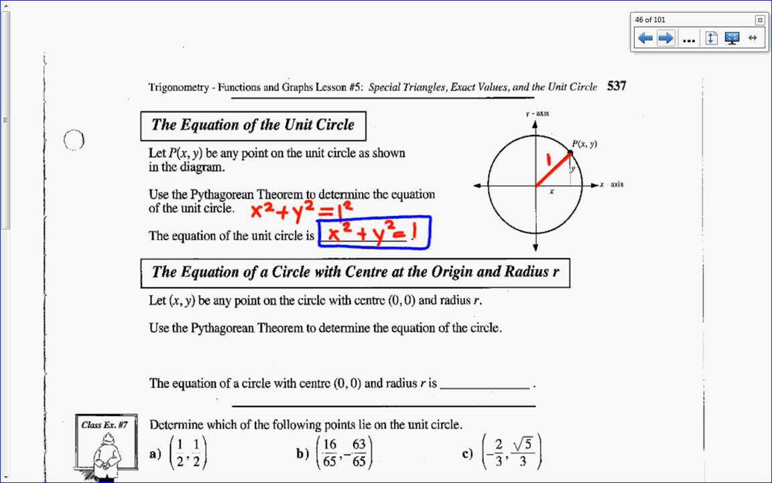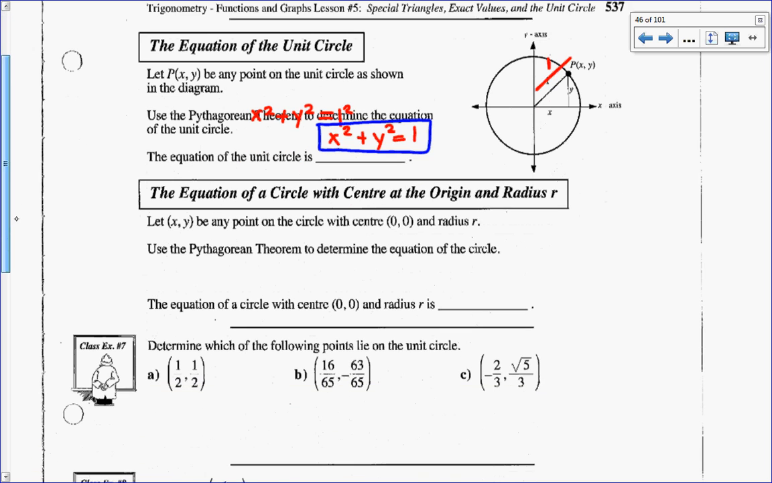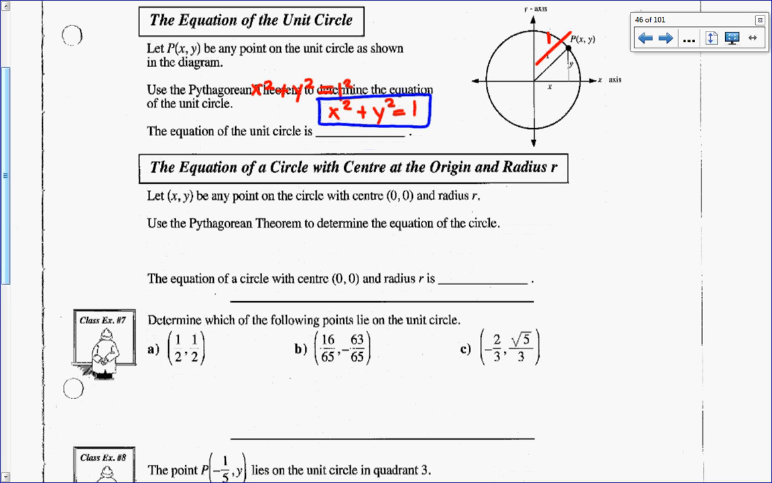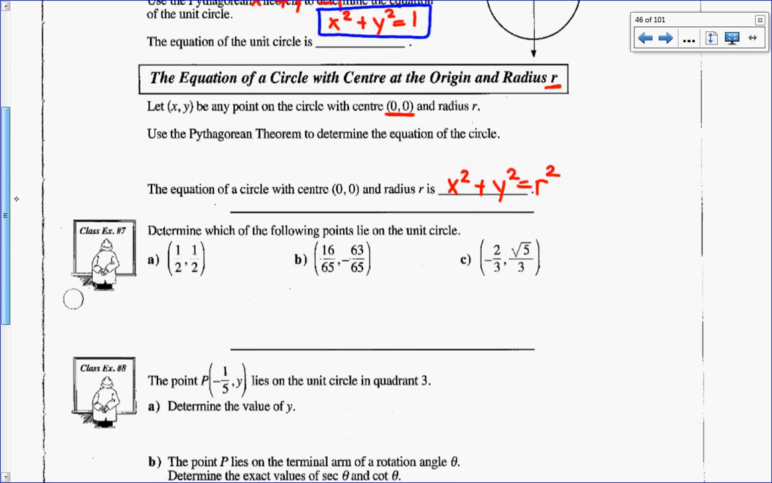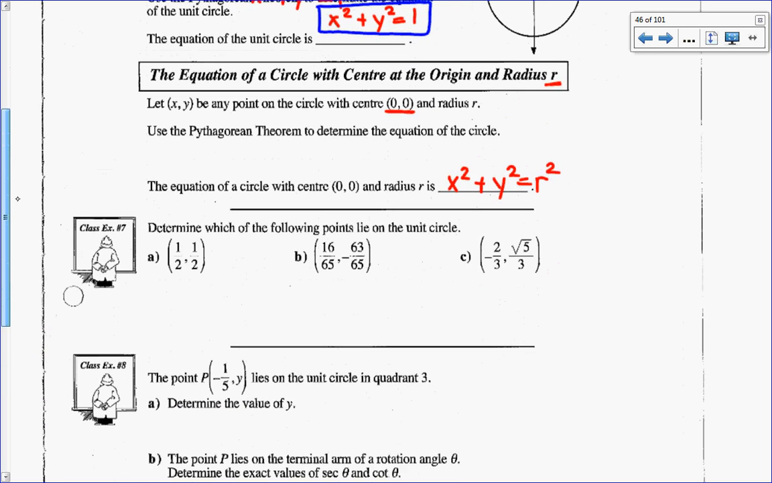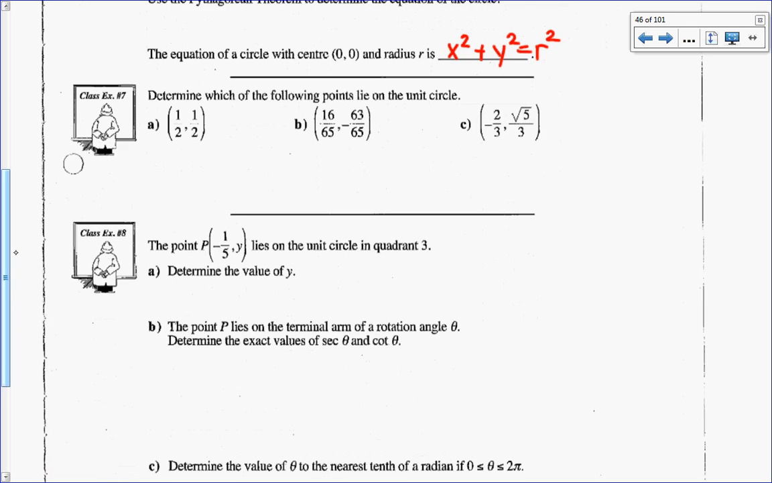Okay, so if you have any circle with a center at the origin and you don't know what the radius is, just r, okay? As long as it's set at the origin, in other words, it's standard position, then the equation of that circle would be x squared plus y squared equals r squared, Pythagoras' theorem. Okay? So then it's really easy to determine whether the following points would lie on the unit circle. Now remember, the equation of the unit circle is this one, right? Where it equals 1, because we know that the radius of the unit circle is 1, okay?